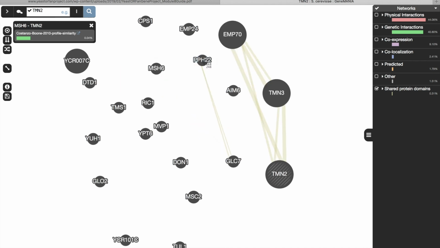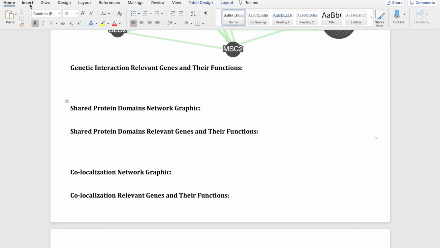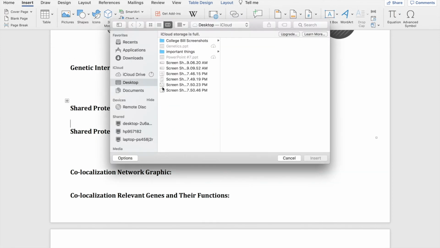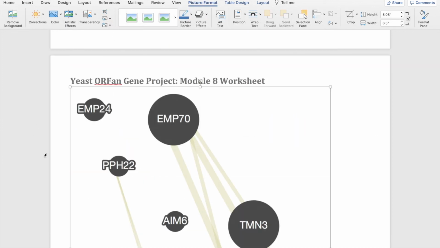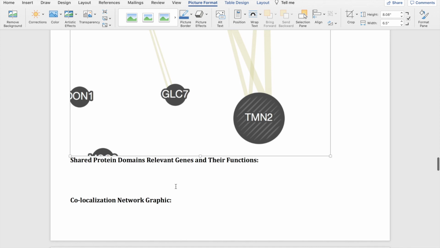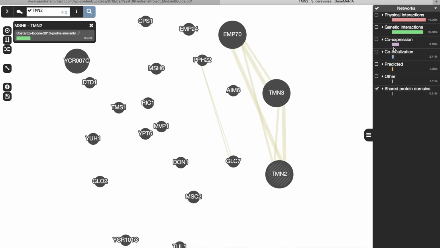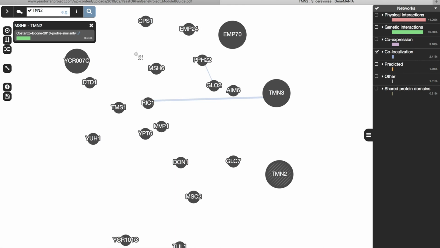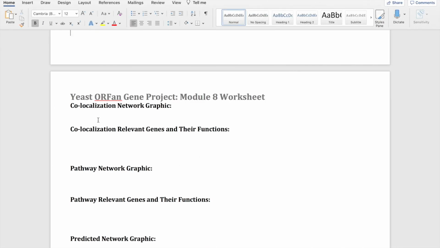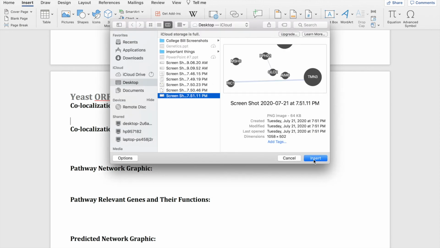Now we're doing shared protein domains, where two gene products are linked if they have the same protein domain. And these data are collected from domain databases such as InterPro, SMART, and Pfam. Now on to co-localization. Genes expressed in the same tissue or proteins found in the same location. Two genes are linked if they are both expressed in the same tissue or if their gene products are identified in the same cellular location.